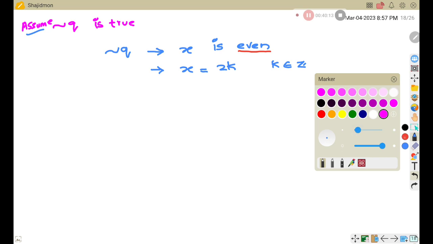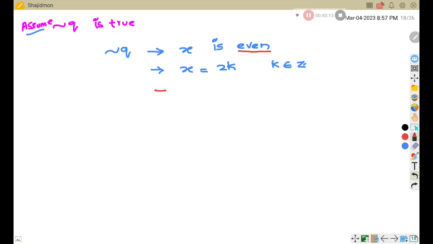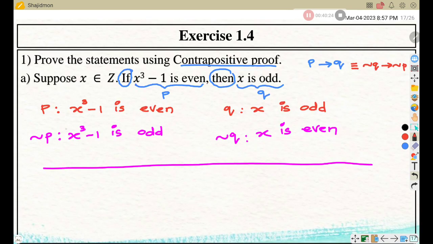Hope you understood. Now what do we need to prove? Negation of p is also true, correct? What is negation p? We need to prove here that x power 3 minus 1 should be an odd number. So just to check, what is x power 3 minus 1.